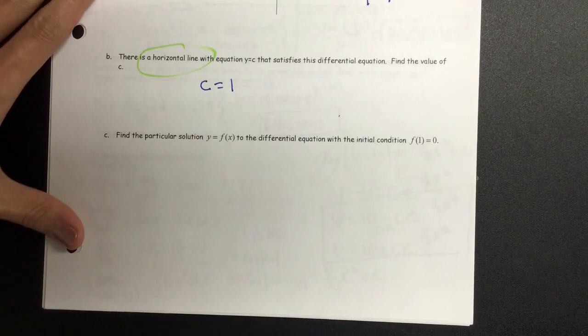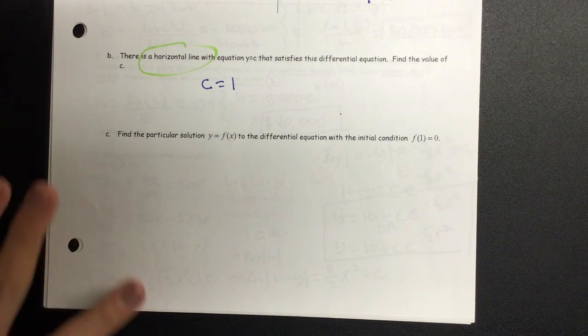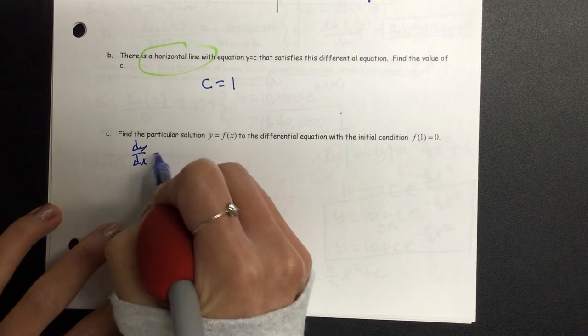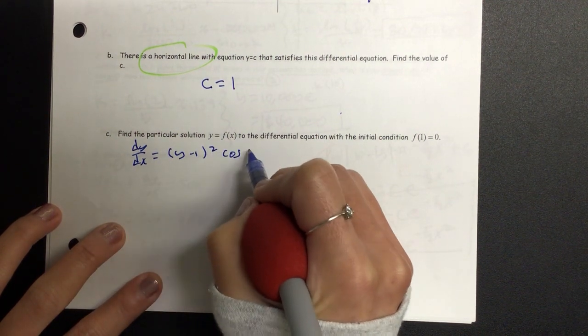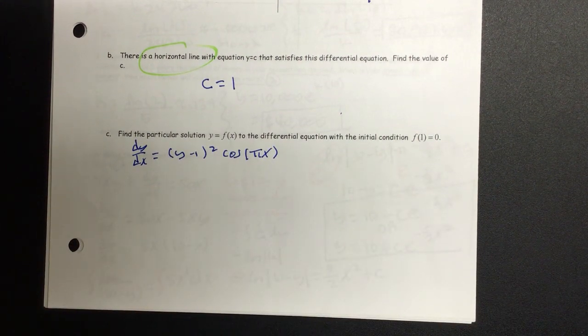Now, part C is going to involve quite a bit of work. So try to write small if you can, and I will do my best as well. Let's start by writing out the equation. I'm going to write out dy over dx is equal to (y minus 1) all squared times cosine of pi x. So I need to go ahead and make sure all the dy's are on one side and dx's are on one side.